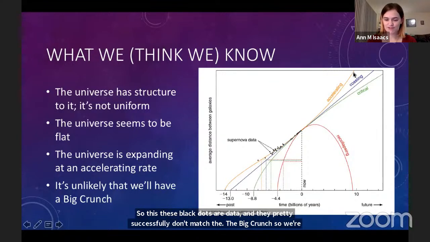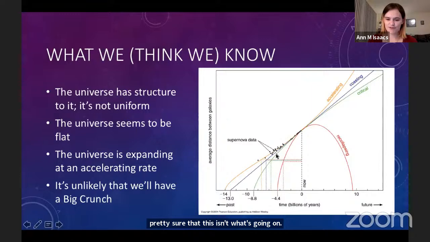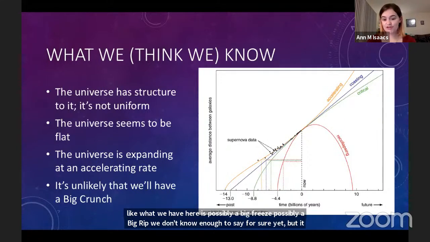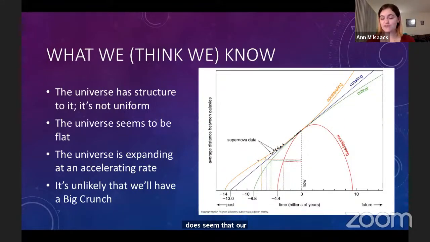We don't know enough to say for sure yet, but it does seem that our universe, according to this data, is accelerating at an accelerating rate and is headed in the direction of either getting very cold or completely tearing itself apart. So generally, what we're pretty sure we know is that the universe has structure to it.